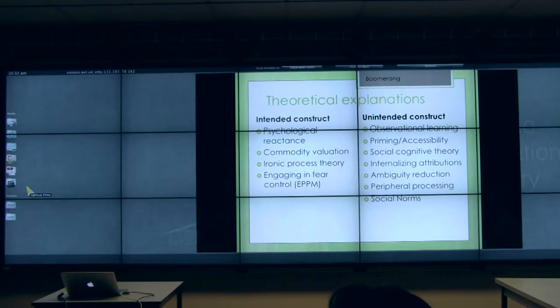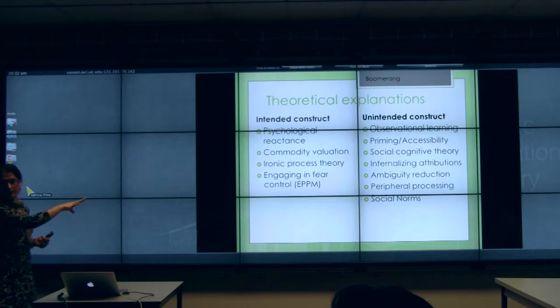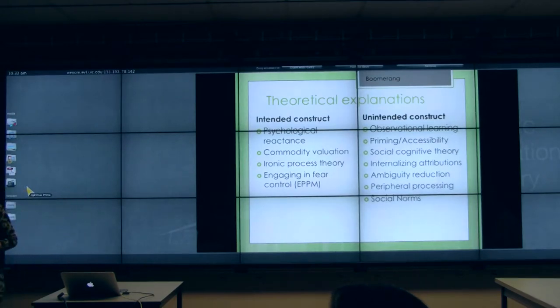And when that happens, things can still go wrong. So let me say it again. These are all theories that explain things that go wrong. So everything goes wrong here. Nothing goes right, okay? But some explanations come from the activation of the intended construct in the message. Others come from the activation of the unintended construct. So for instance, the one that we have seen, the EPPM, what is the intended construct of the message?